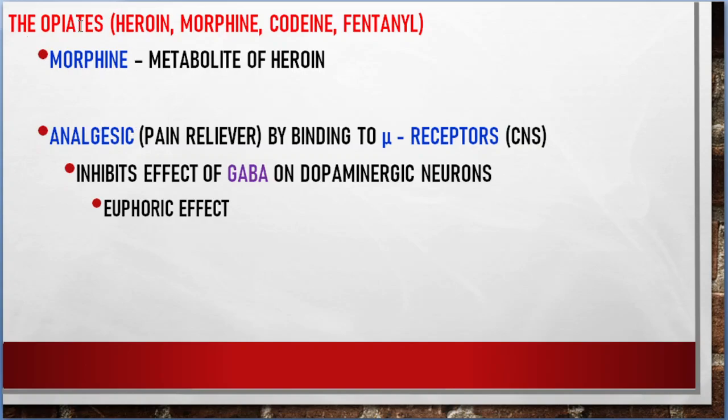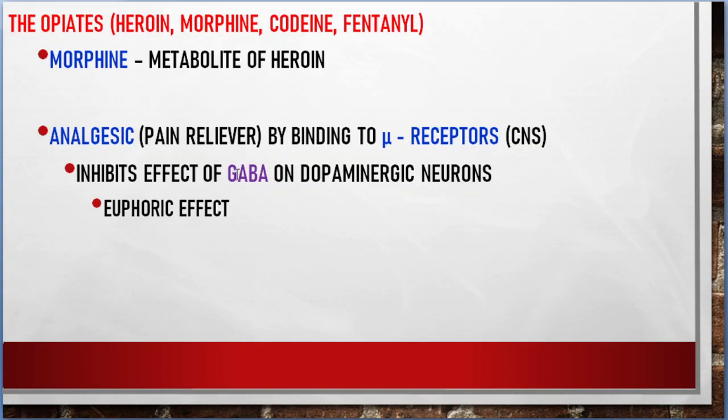So the main function of your opiates is actually as a pain reliever by binding to your mu receptors in your CNS, which inhibits the effect of your GABA on a dopaminergic neuron. So anong ibig sabihin nito, Doc? Inhibits the effect of GABA. Ano ba ang GABA receptor? I guess you already discussed this when you had your discussion on the different neurotransmitters. So I guess you were already familiar with this.